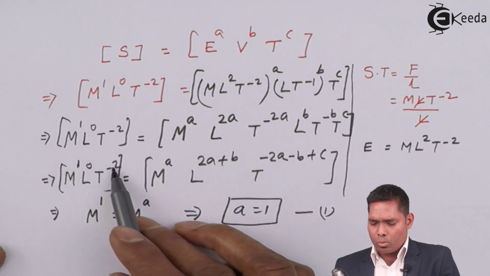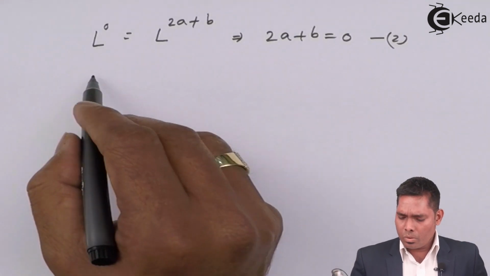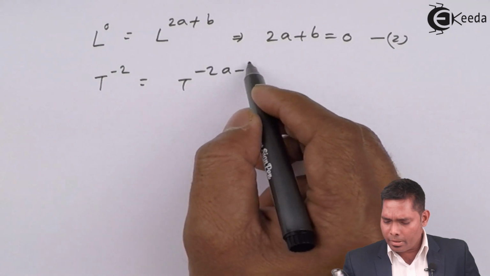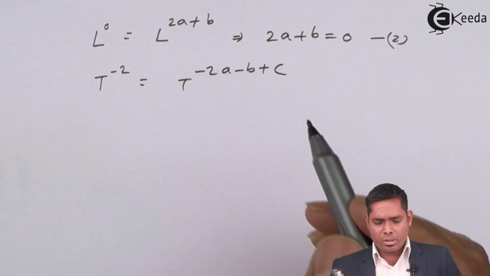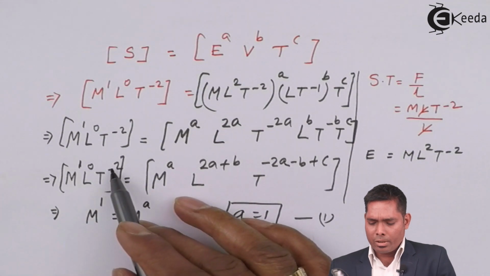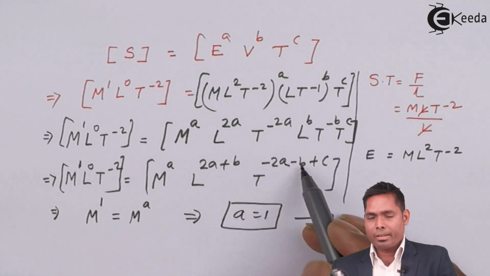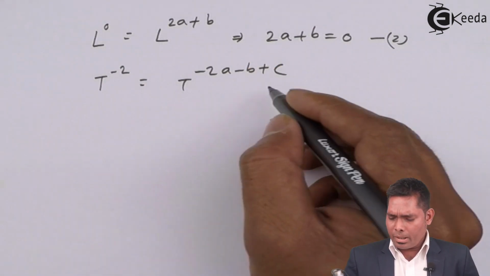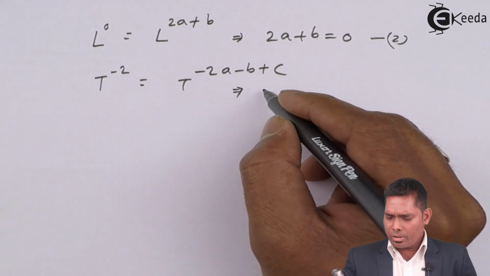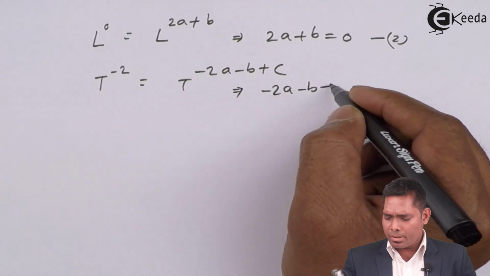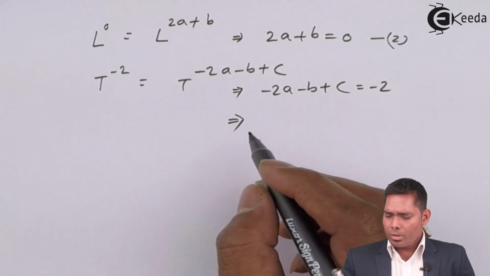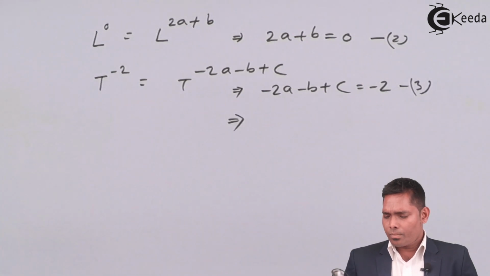Similarly, t to the power minus 2 must be equal to t to the power minus 2a minus b plus c. You can see that on the left side it is t to the power minus 2, and on the right side t to the power minus 2a minus b plus c. If I equate these two, then this value, minus 2a minus b plus c, must be equal to minus 2. This is, suppose, equation number 3. So I have got 3 equations.